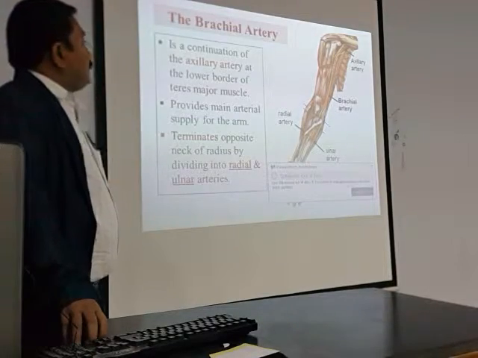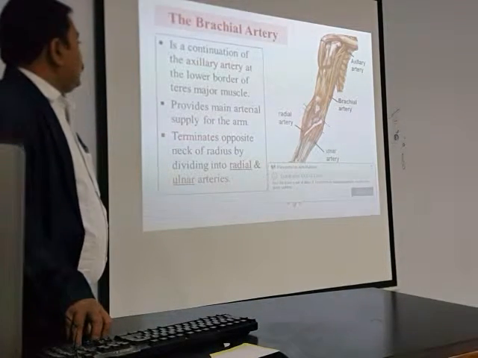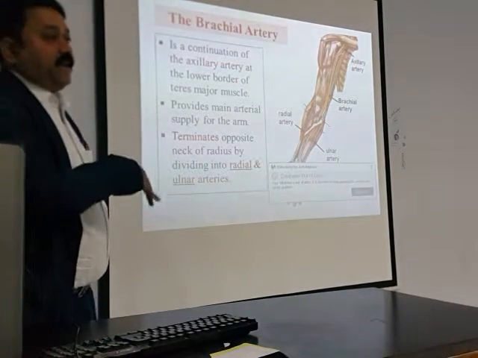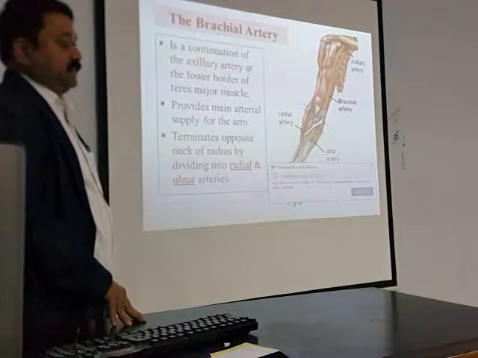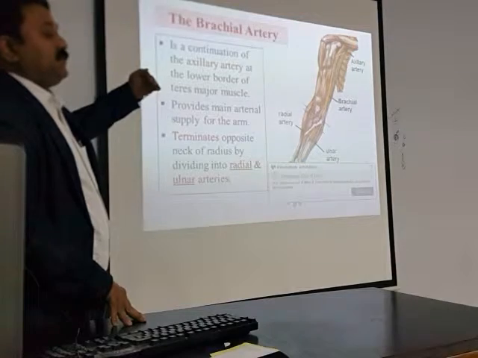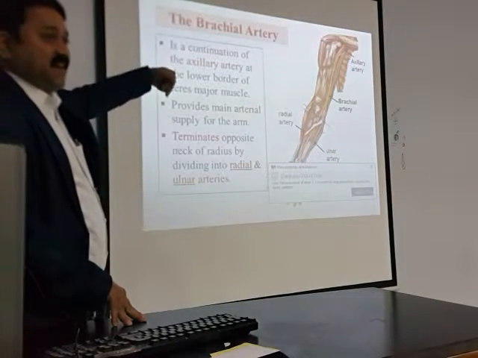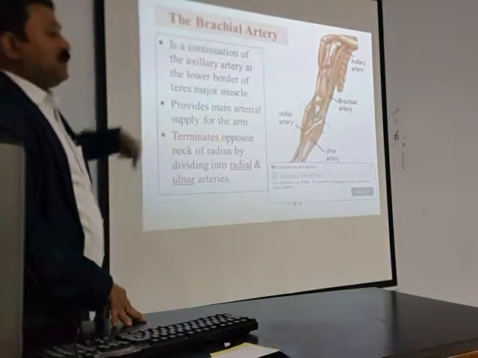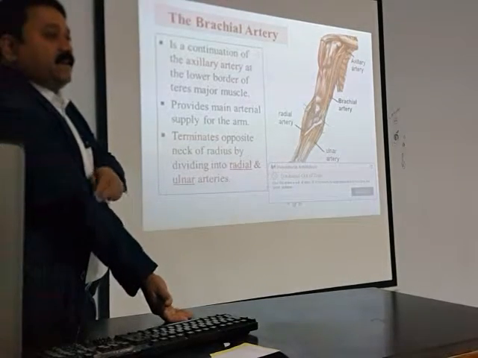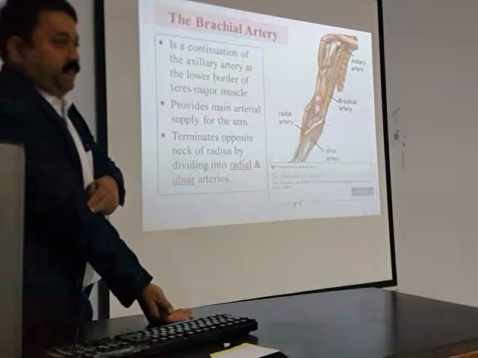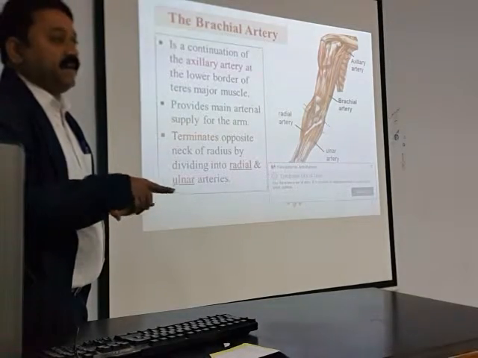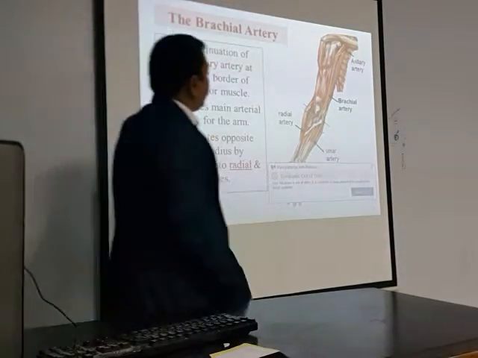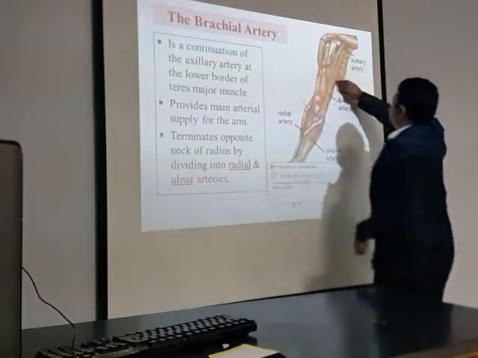And next is the brachial artery. So the brachial artery is a continuation of the axillary artery, isn't it? So from the lower border of the teres major, it starts, isn't it? And where does it end? It ends in the cubital fossa, isn't it? By dividing into two branches, that is the radial artery and the ulnar artery.